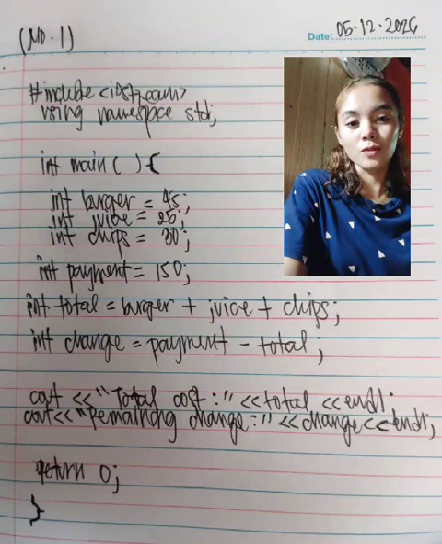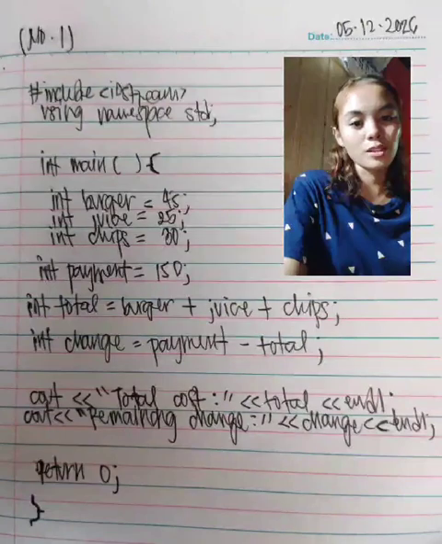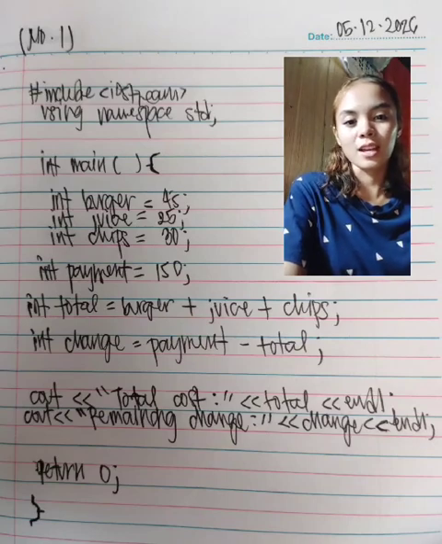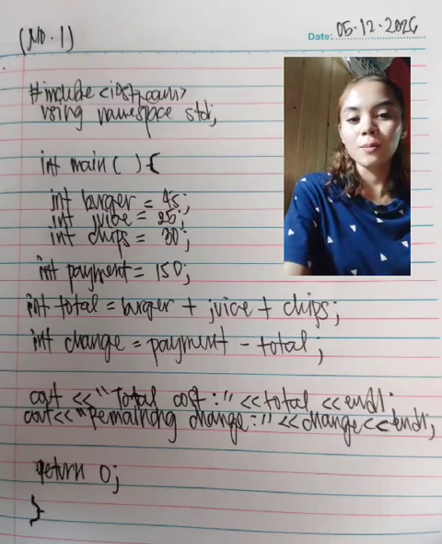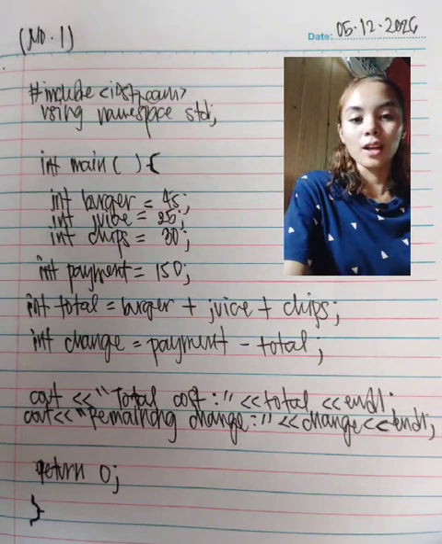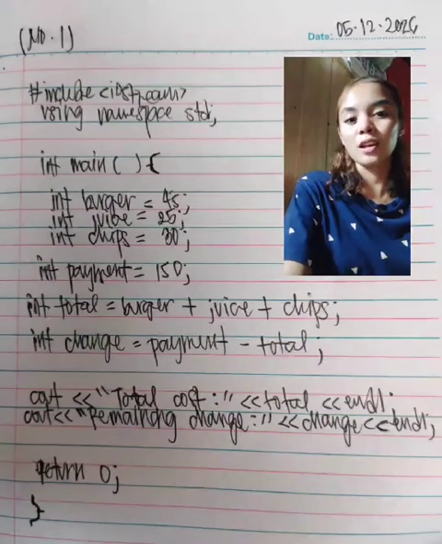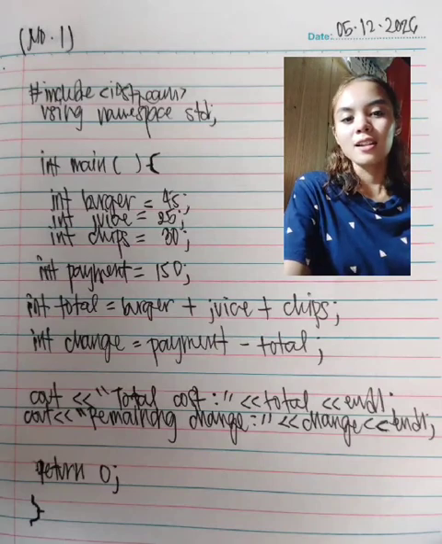int burger = 45, int juice = 25, int chips = 30, int payment = 150. int means these variables store whole numbers, no decimal points. We assign values. The price of a burger is 45, juice is 25, and chips are 30, and the amount paid by the customer is 150.